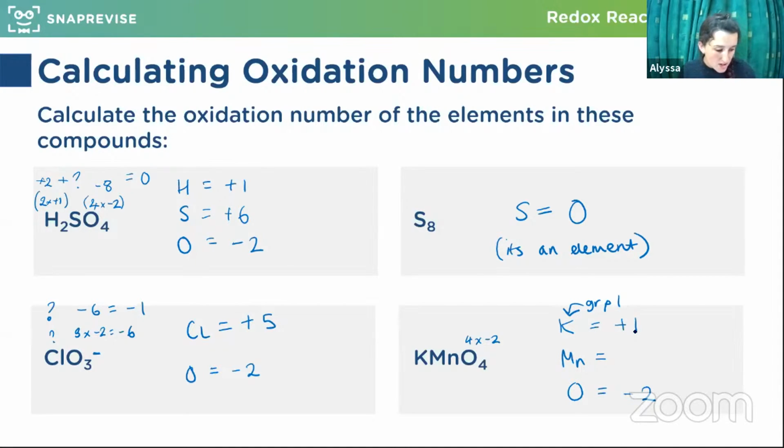Really good. Well done, guys. Looks like you guys are getting it perfect. Fabulous. So the only one that we're unsure about, therefore, is the manganese. Well, overall, we must have a charge of 0 because it's a neutral compound. So +1 plus something -8, which is our 4 lots of -2, has got to equal 0. So what's the missing number? Well, it's got to be +7. Good.